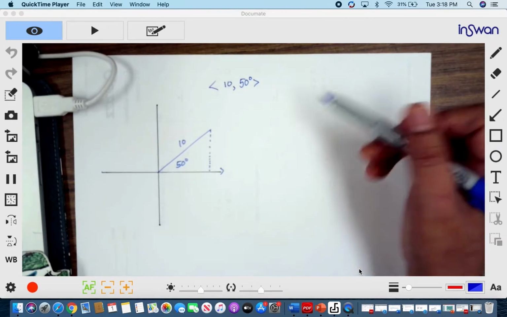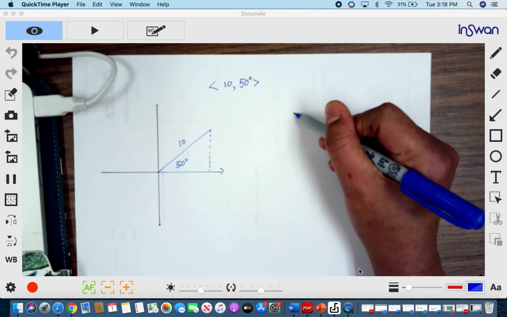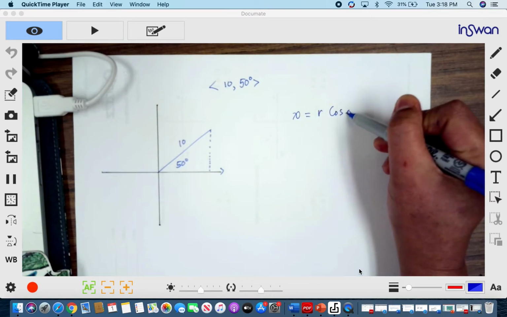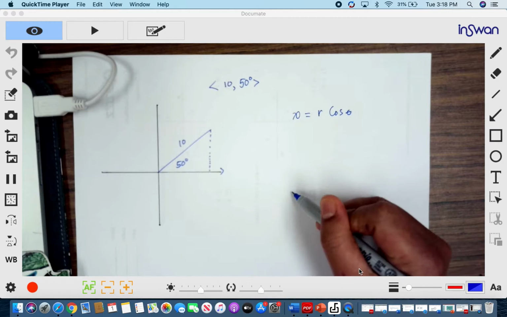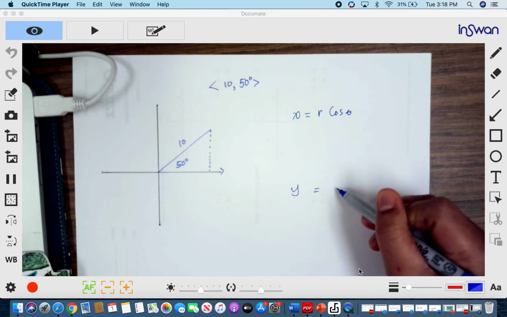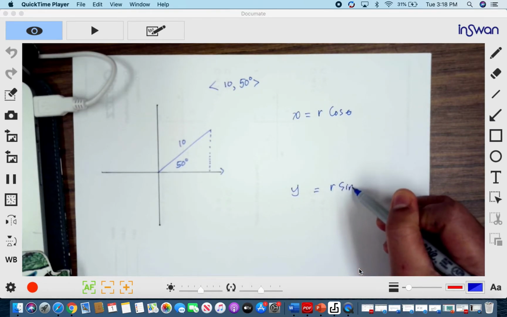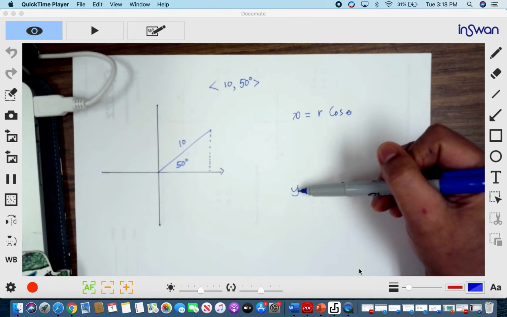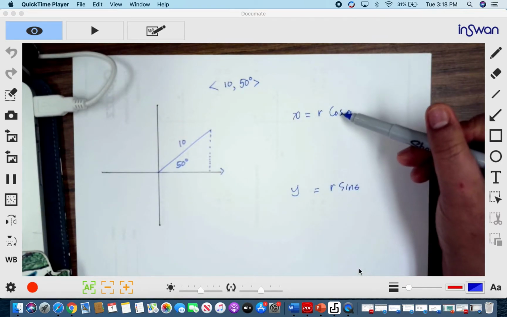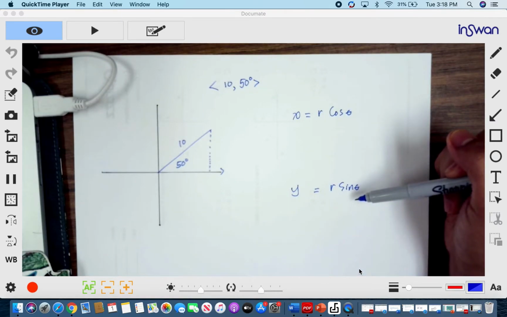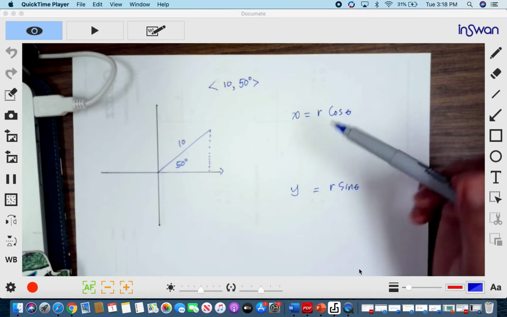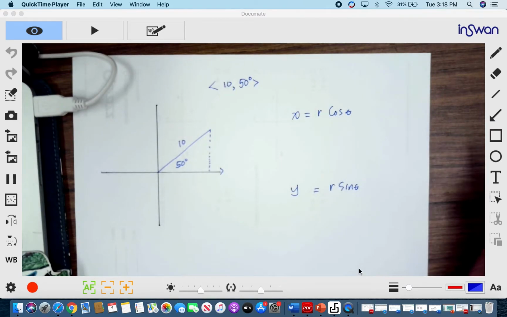We already know that our x value is equivalent to r cosine theta, and our y value is equivalent to r sine theta. You shouldn't be lost because, alphabetically speaking, x comes first before y and cosine comes first before sine, so that it's easy for you to remember. Now all we have to do is plug in the values in our formula.